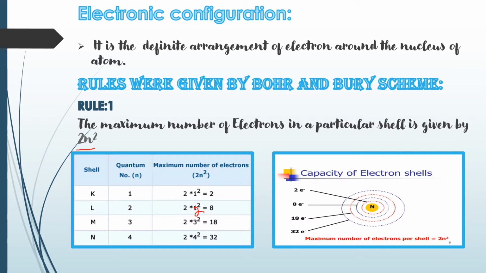This is the pictorial representation. The nucleus, and then the first shell, the second shell, the third shell, and the fourth shell. The first shell, that is the K shell, consists of 2 electrons, and the second shell, that is the L shell, consists of 8 electrons, and the third shell, that is M, consists of 18 electrons, and the fourth shell, that is the N shell, consists of 32 electrons. This is the first rule of the Bohr and Bury scheme.